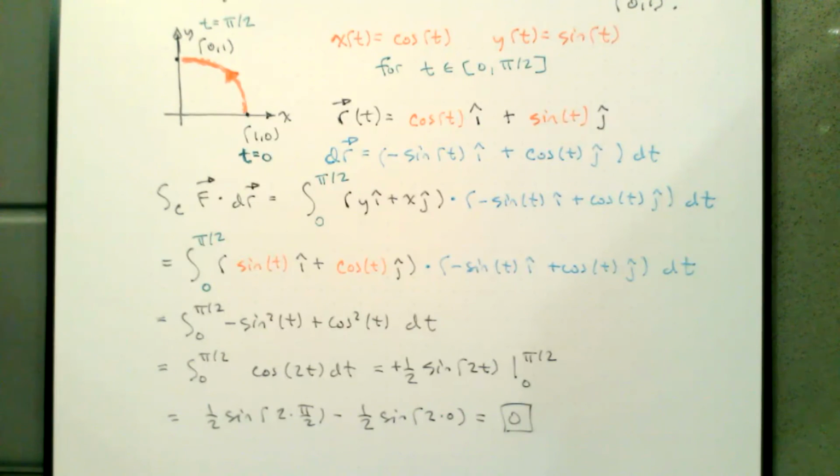So I remember that we parameterize the curve as x is cosine and y is sine, because this is just a piece of the unit circle. And x is cosine, y is sine is our standard parameterization for a unit circle, starting at 1, 0 and going once around counterclockwise.